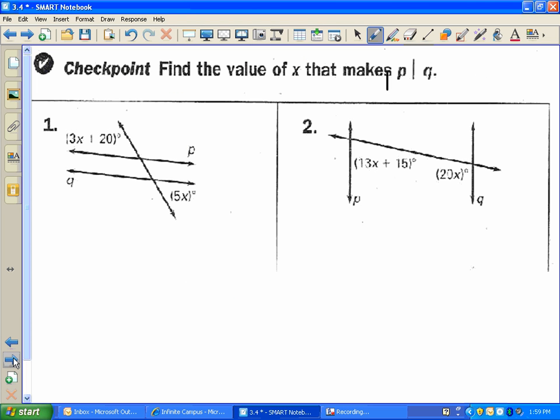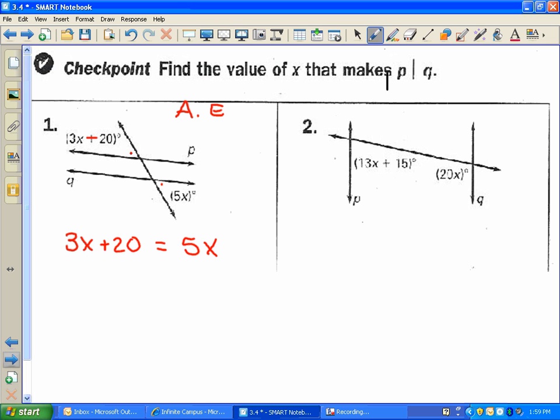All right, so these. I want to make these lines parallel. That is 3x plus 20. It's hard to see. And that's 5x. What kind of angles are these two? They're exterior and they're across the transversal, so they're alternate exterior angles. In order for the lines to be parallel, alternate exterior angles have to be congruent. So 3x plus 20 has to be set equal to 5x.